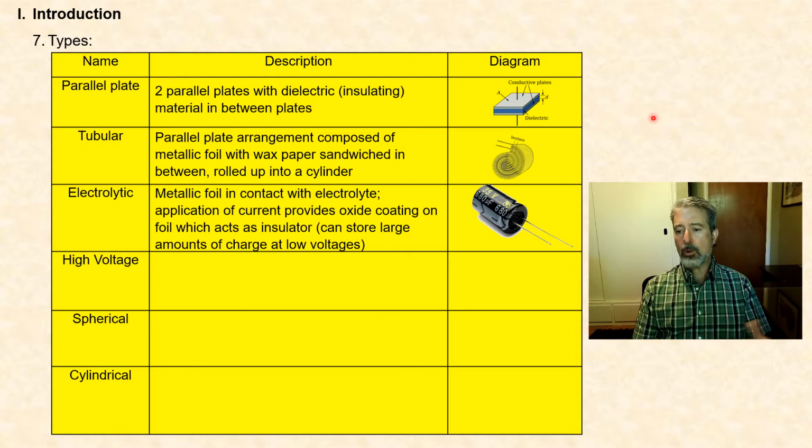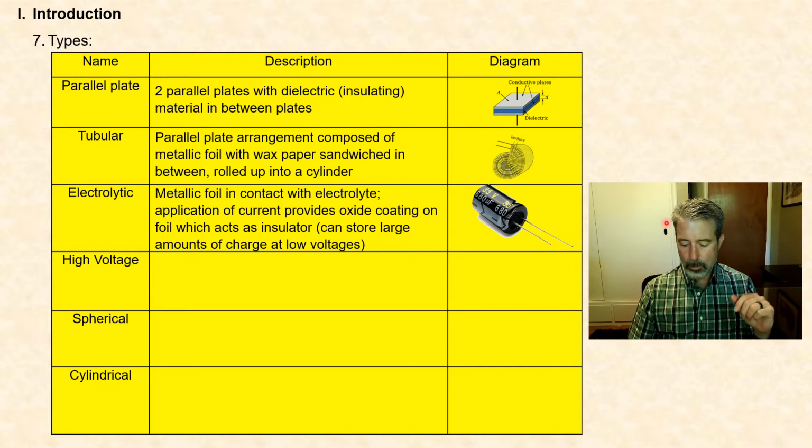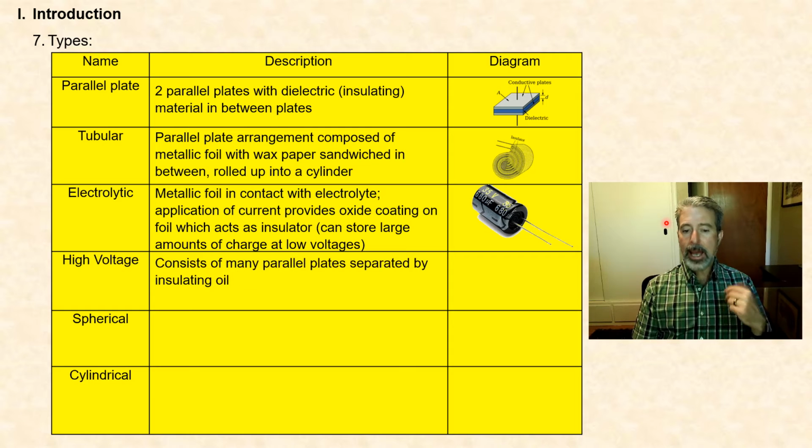Which, as we will find out, will mean that the capacitor can store more charge. So here's an example of an electrolytic capacitor, and you'll notice that in a practical sense, not when we draw it in a circuit diagram, one of the prongs here is longer than the other. Typically, the longer prong represents the side of the capacitor that needs to be connected to the positive terminal.